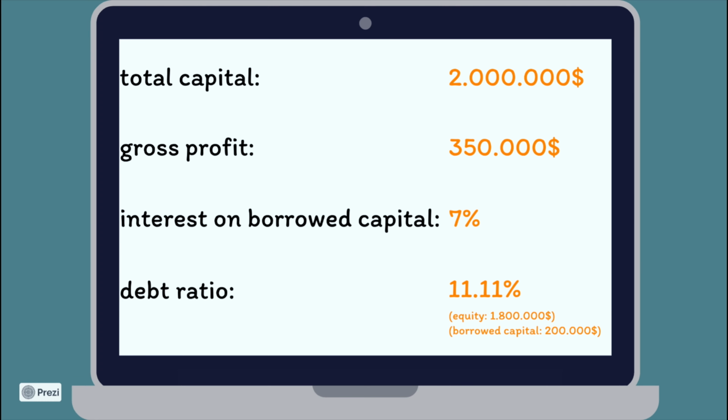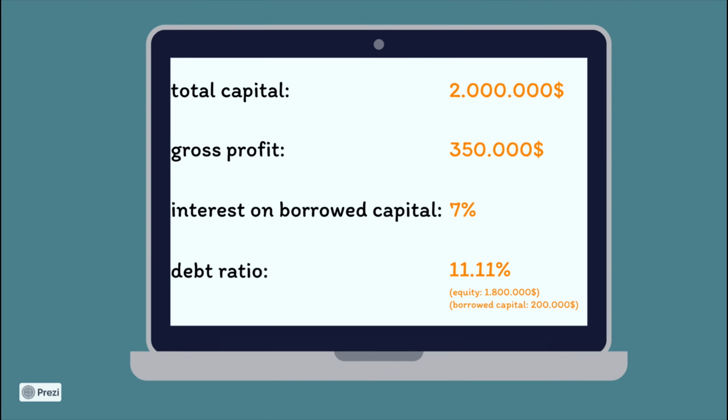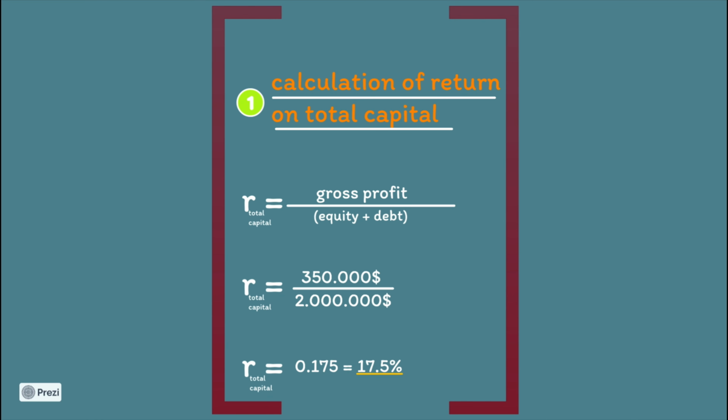Mr. Levy now wants to determine the project's return on equity and calculate in advance whether the project represents a leverage opportunity or a leverage risk. To answer this question, Mr. Levy first calculates the project's return on total capital. The formula for calculating the return on total capital is: return on total capital equals gross profit divided by (equity plus debt). Substituting into the formula, return on total capital equals $350,000 gross profit divided by $2 million (total capital consisting of equity and debt). The result is a return on total capital of 17.5%.